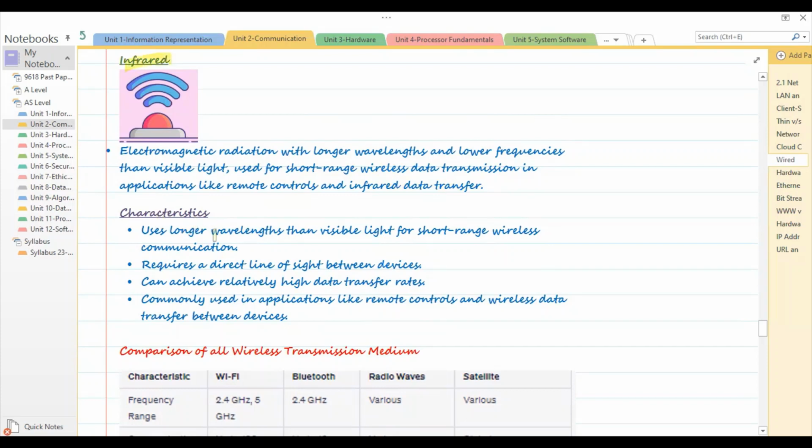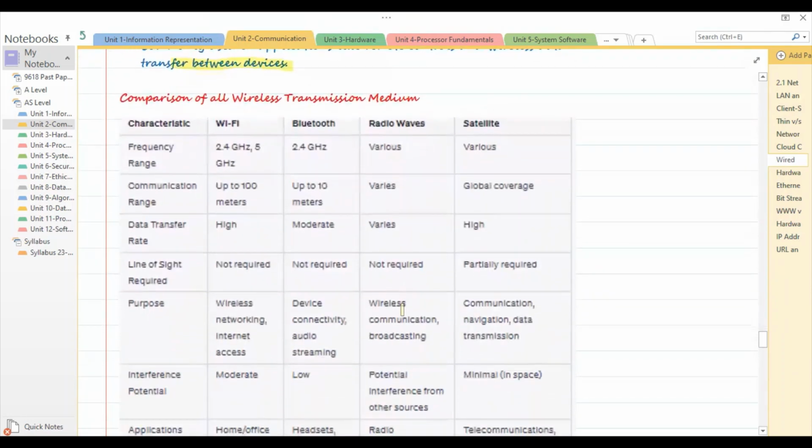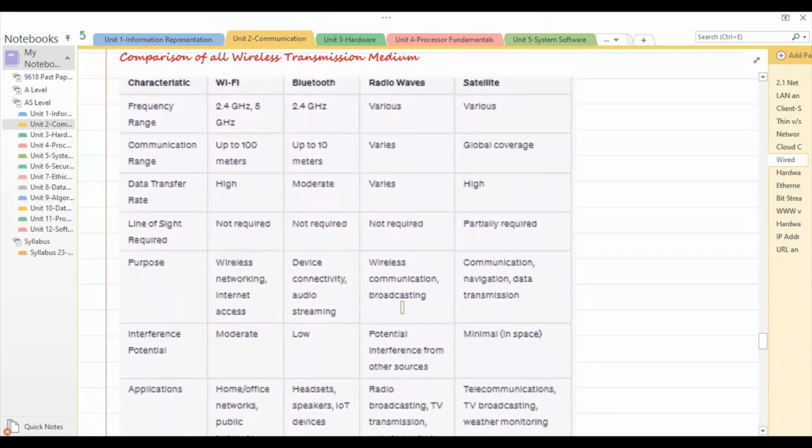So characteristics: it uses longer wavelengths than visible light for short range wireless communication. It requires a direct line of sight between devices. If you take them away from each other, they can't communicate. It can achieve relatively high data transfer rates, and is commonly used in applications like remote controls and wireless data transfer between devices, right? Now comes the comparison of all wireless transmission media.